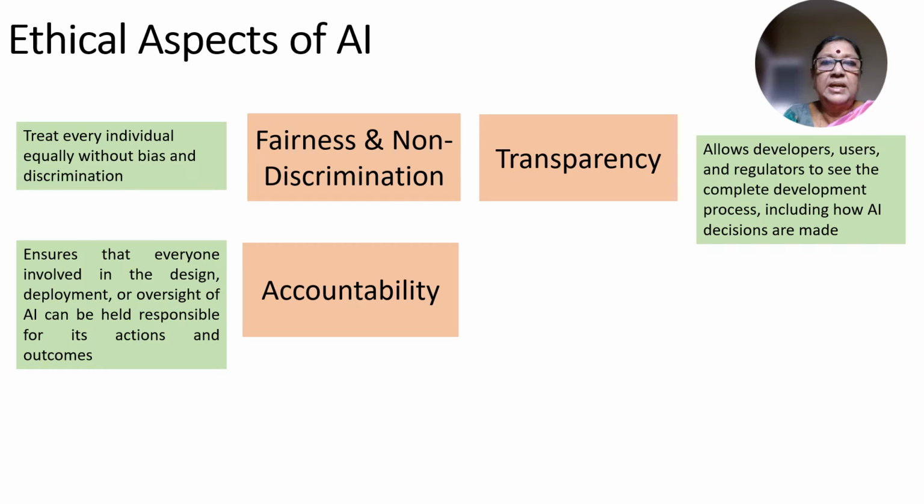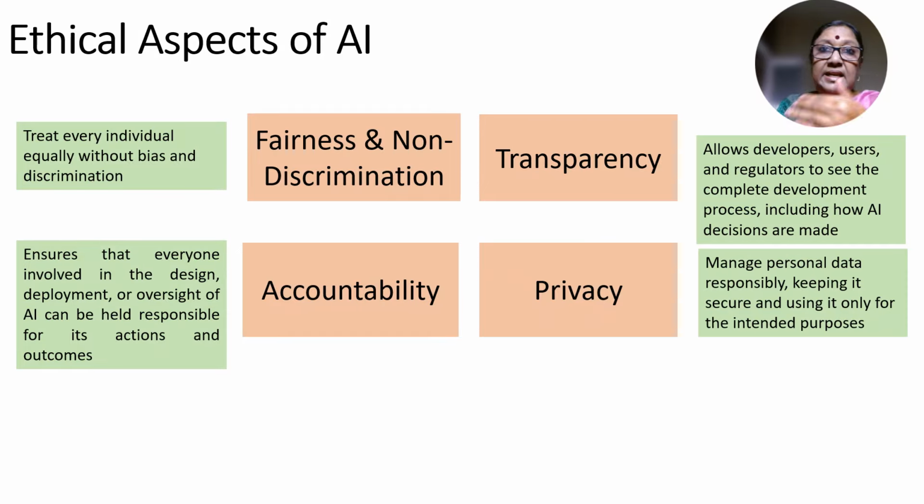Then comes accountability. Now, when AI system makes a decision, whether it can give you a loan or not, whether your insurance premium is higher or not, who's accountable for this decision? It is never an AI system, because AI system is built and designed by human beings. So everyone involved in the design and deployment is responsible. There should be oversight of AI, and a human has to come into the loop to check whether the decisions that AI has made are correct. AI cannot be made accountable. Then privacy, again we have discussed this a little.